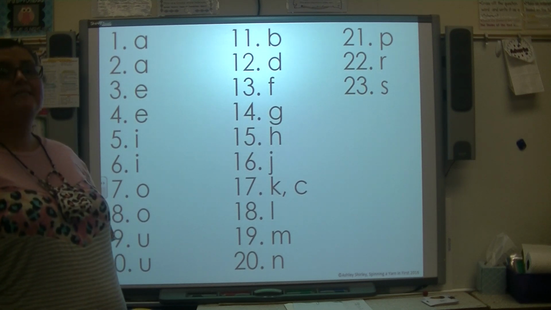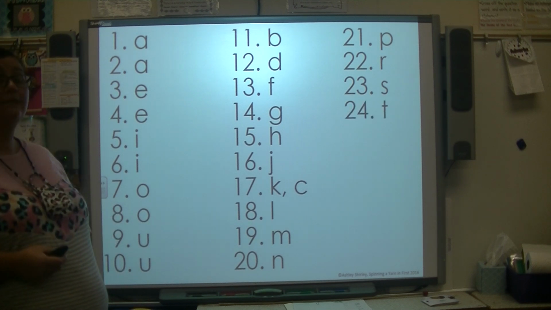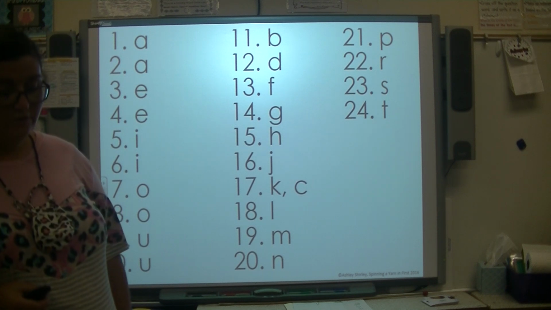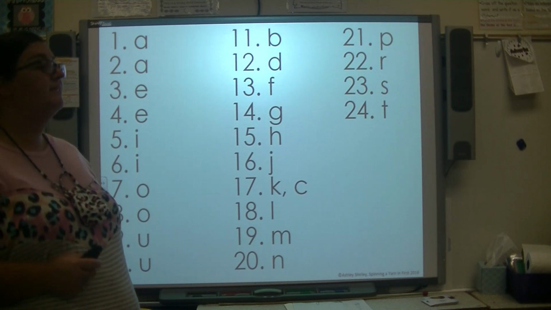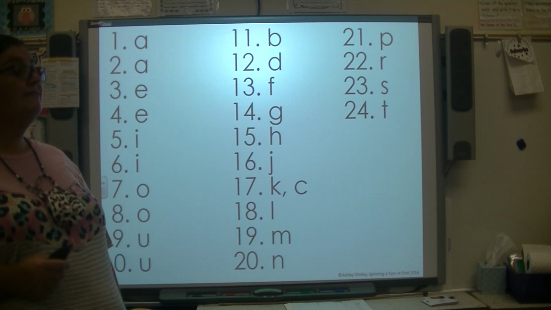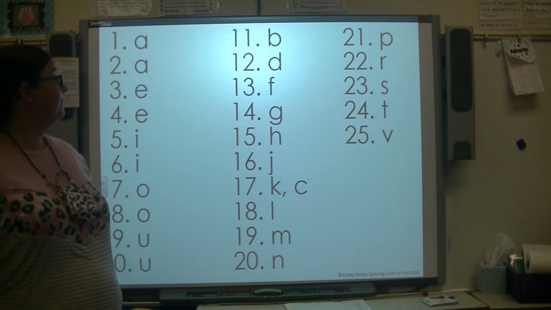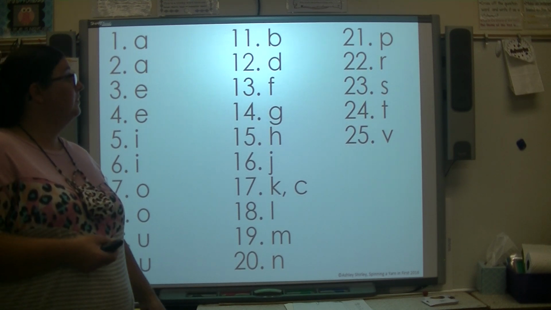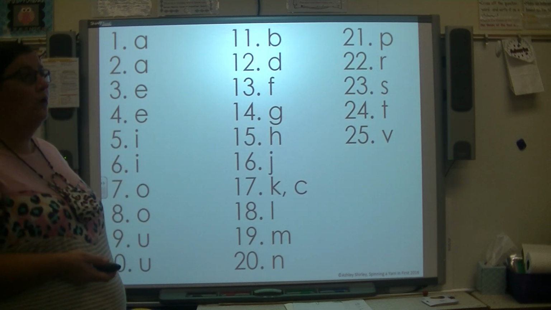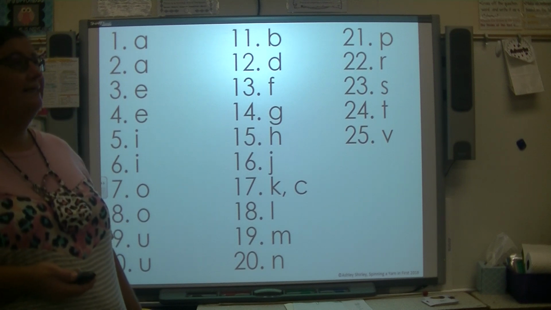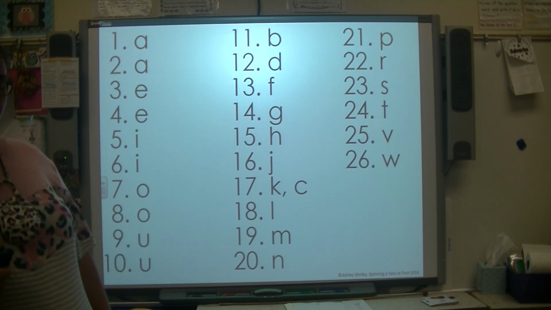24. T. T. Letter T. 25. As in vest. You should have letter V. 26. As in wagon. W.